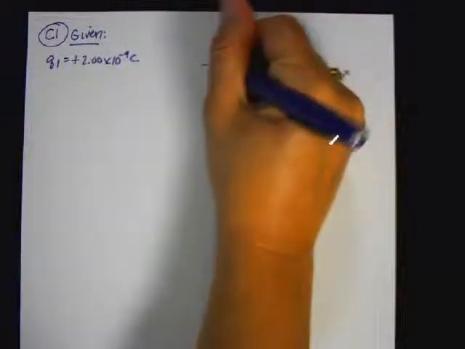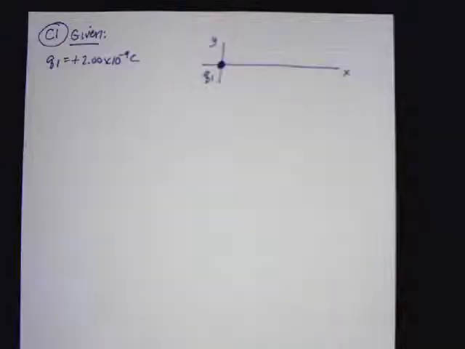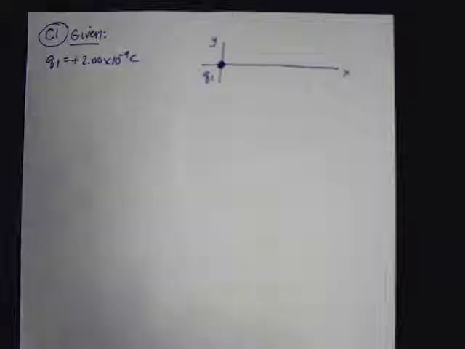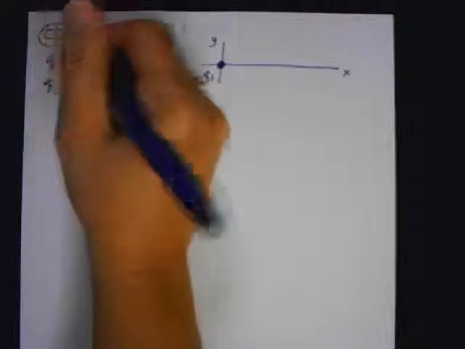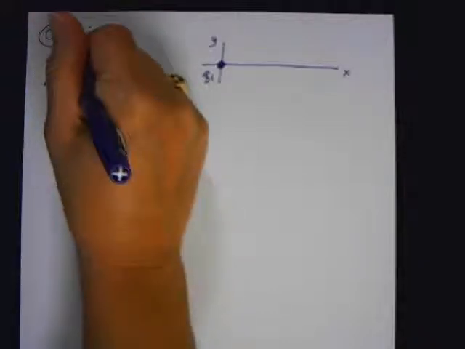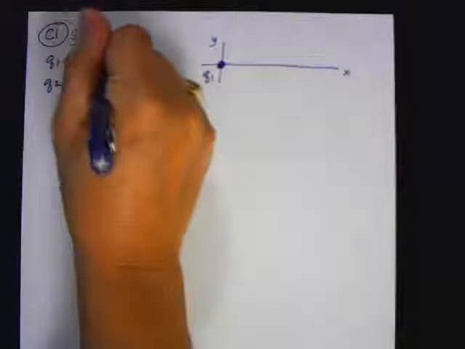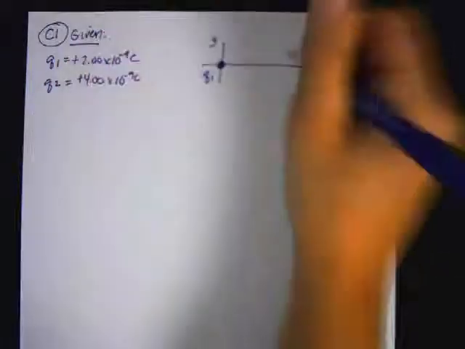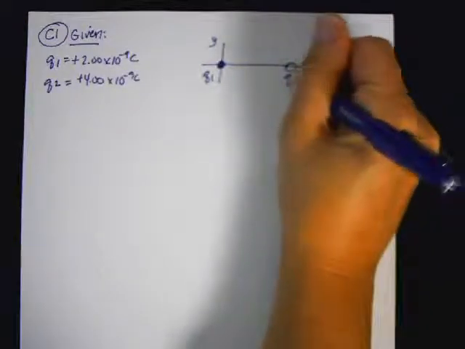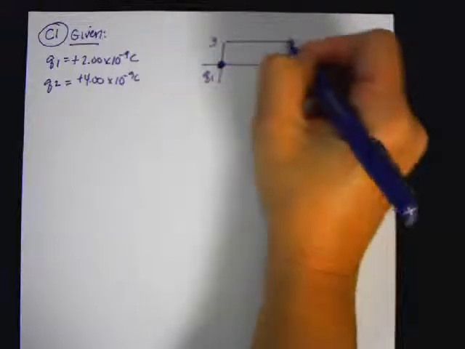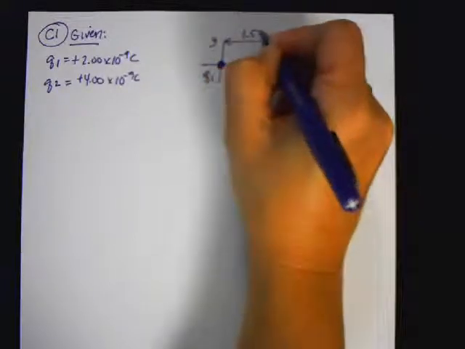So here, I'm going to draw my Q1. And another charge is placed at X is equal to 1.5 meters. So I'm going to call that one Q2. And Q2 is equal to 4 times 10 to the negative 9 coulombs. And I'm going to put that charge over here, Q2. And I know that this distance here is 1.5 meters.